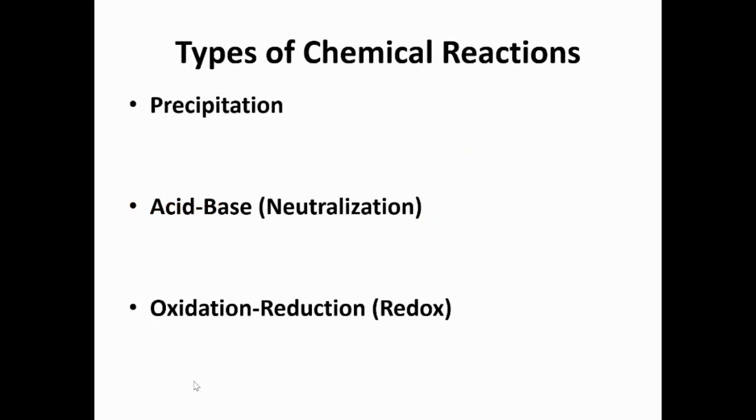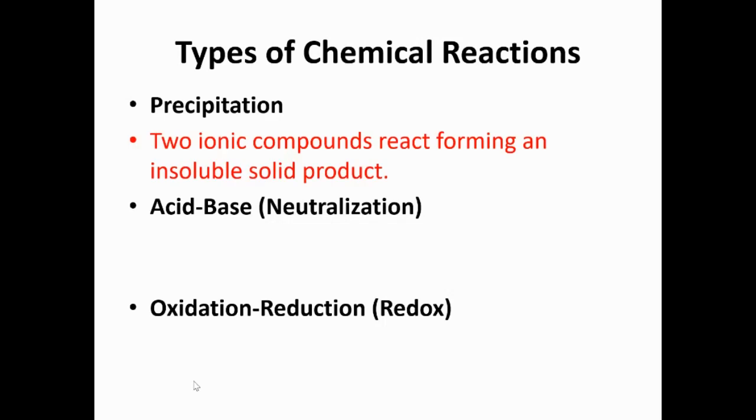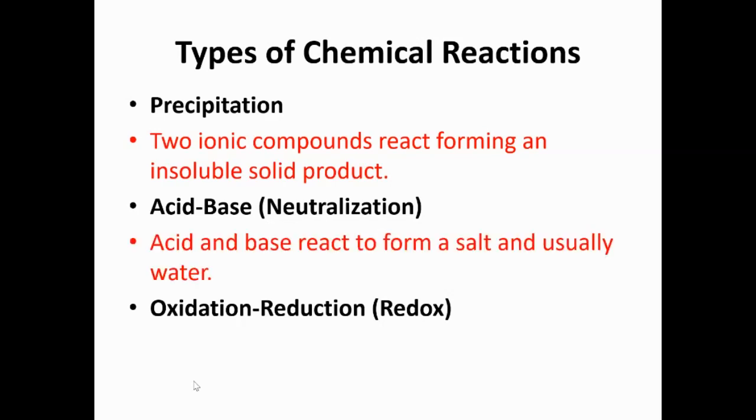We're going to look at some chemical reactions, and we're going to do solution stoichiometry on those reactions. We'll start with precipitation. Precipitation is when 2 ionic compounds react, forming an insoluble solid product. Then we have acid-base neutralization. This is where you have an acid and base reacting together to form a salt, and the second product is usually water.